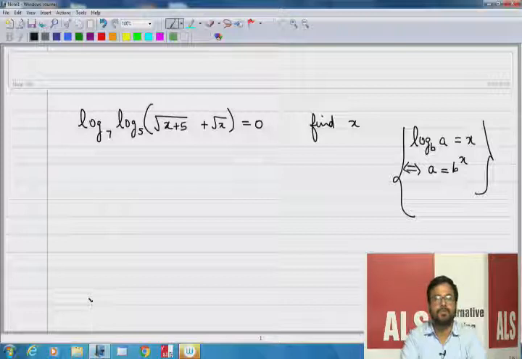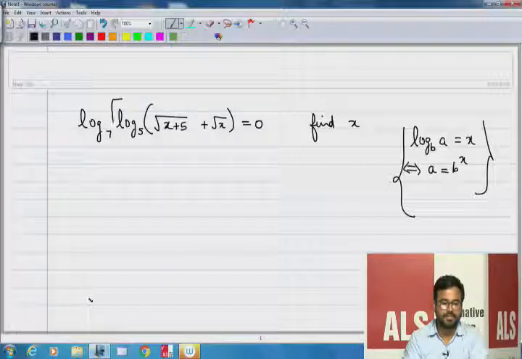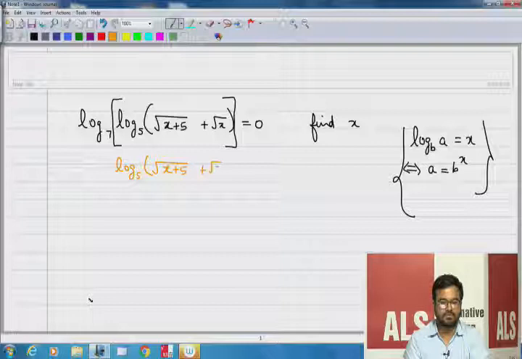Okay, so I hope you have solved this one. So let me give you the hint. First of all, we will eliminate the leftmost logarithm. If you consider this complete thing as the argument for this log, we can write this expression as log 5 of this is equal to 7 power 0, and 7 power 0 you know that is 1.